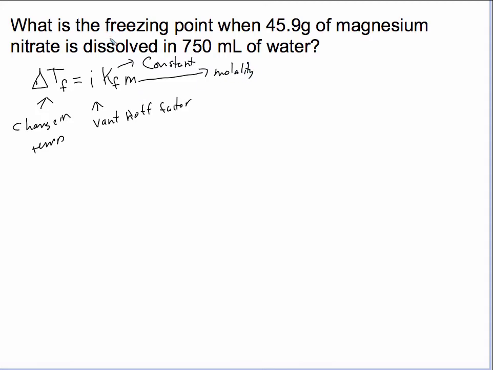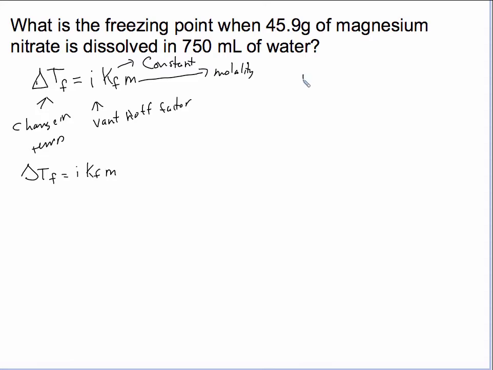So if we get this problem and we want to find the freezing point, we first have the formula here, and then we'll plug the numbers into it. So ΔTf equals i Kf m. What we're going to solve for first is the change in temperature. Now the i is the Van't Hoff factor.